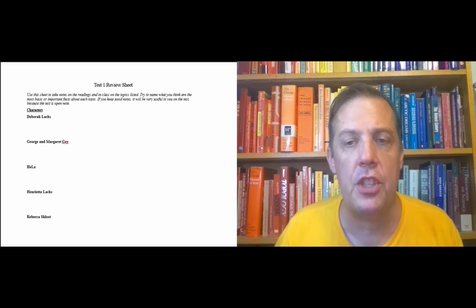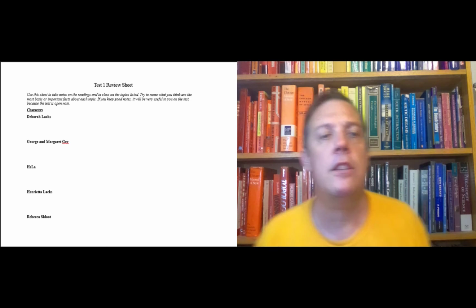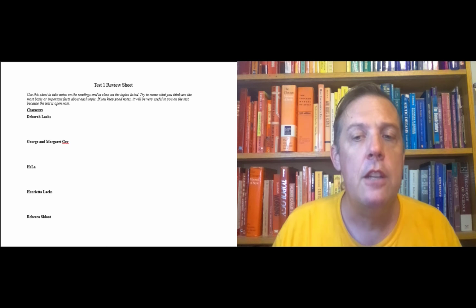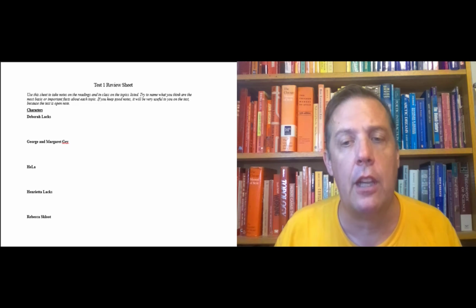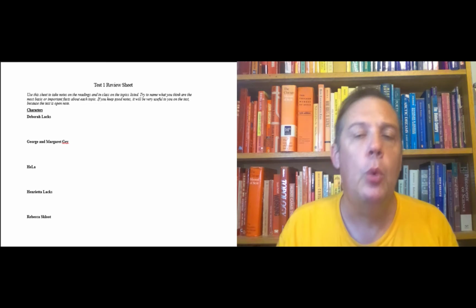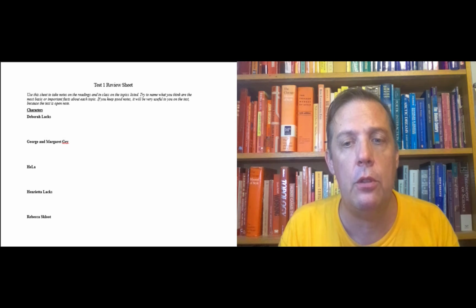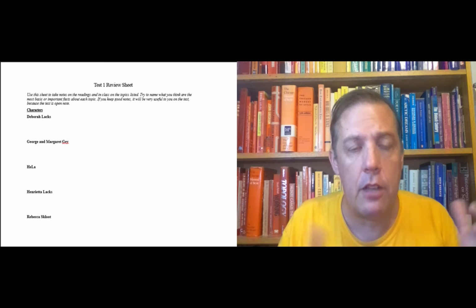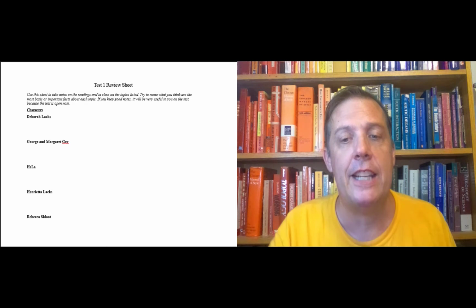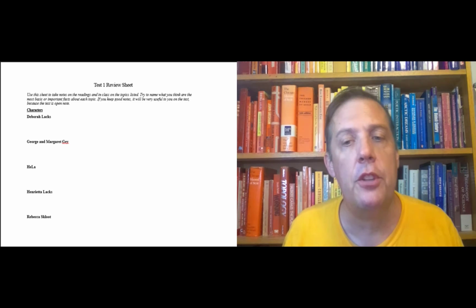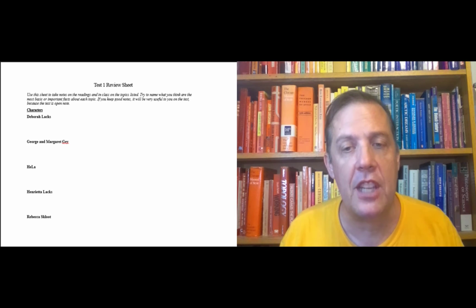So if you go to the review sheet, which you were supposed to have downloaded, you can see that there are spots for taking notes on the characters, including Deborah Lacks, George and Margaret Gay, who we haven't gotten to yet, and Gila itself. We are counting Gila as a character. That is how the book is structured. Skloot builds the book around three major plot lines, and essentially Gila acts like the main character of one of those plot lines. So in the first exercise, I just wanted you to take some notes on these characters.